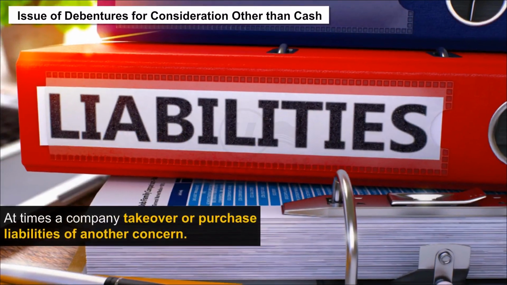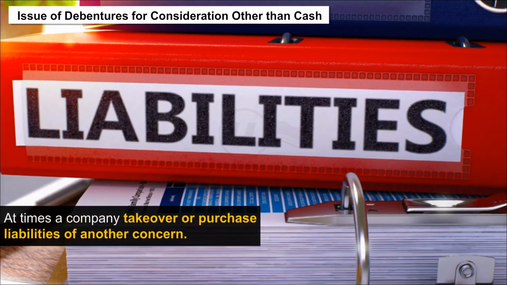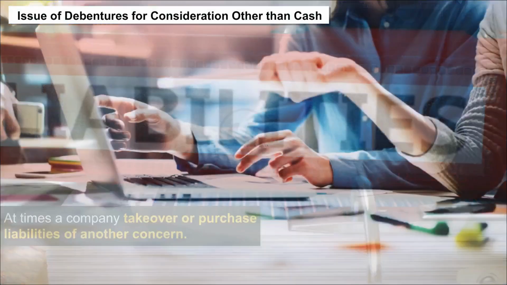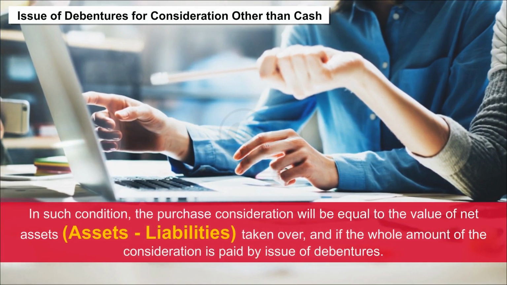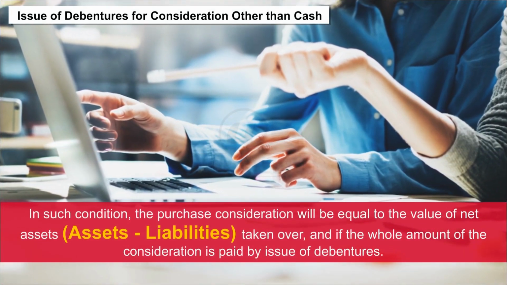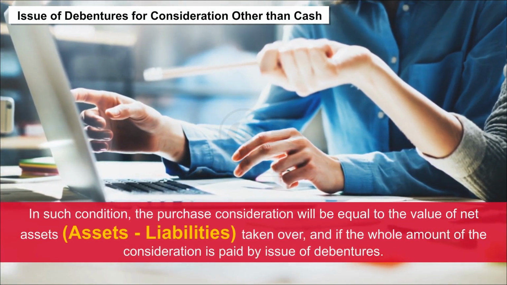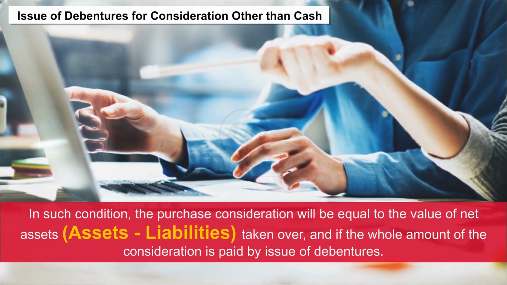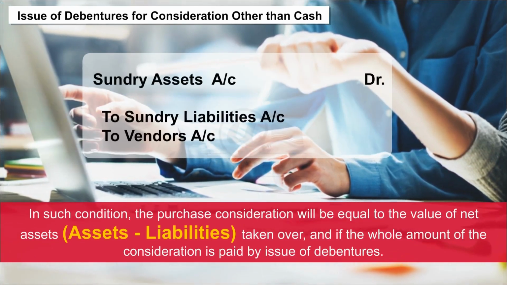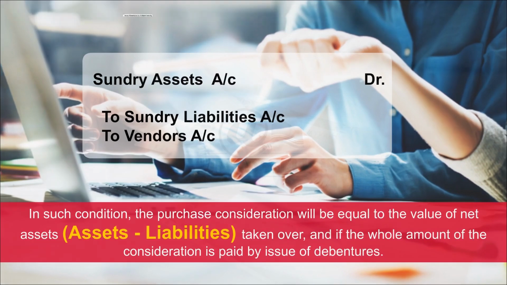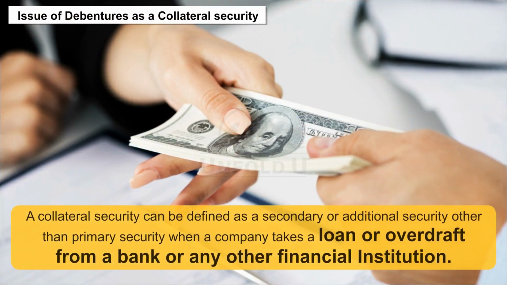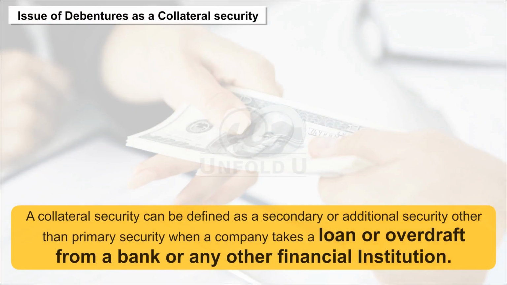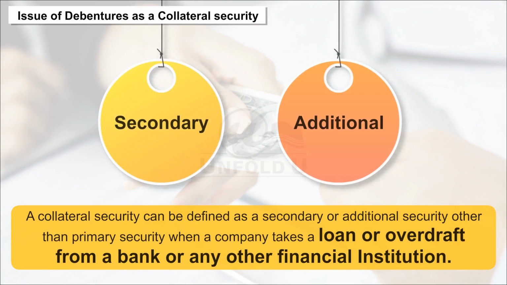At times a company takes over or purchases liabilities of another concern. In such a condition, the purchase consideration will be equal to the value of net assets taken over, and if the whole amount of the consideration is paid by issue of debentures, the journal entry will be passed accordingly. Issue of debentures as a collateral security.